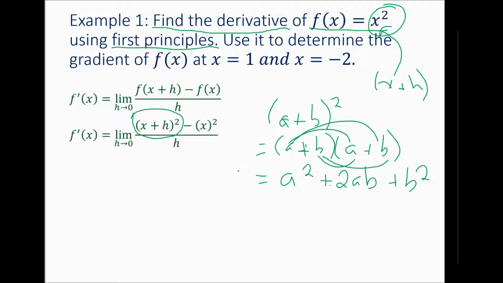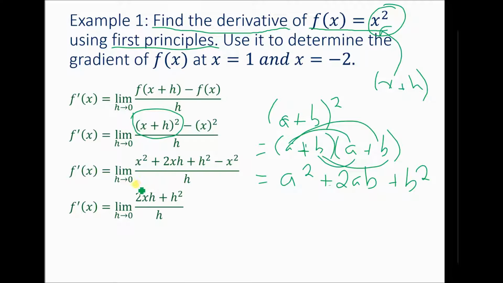So this x plus h squared is going to use this expansion pattern. When I expand that, it becomes x squared plus 2xh plus h squared, and then I just have that minus x squared at the end. Now I can simplify this numerator, because I've got an x squared minus an x squared, so those are going to cancel out. I'm going to end up with 2xh plus h squared.